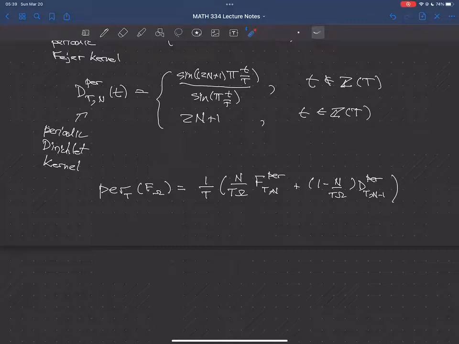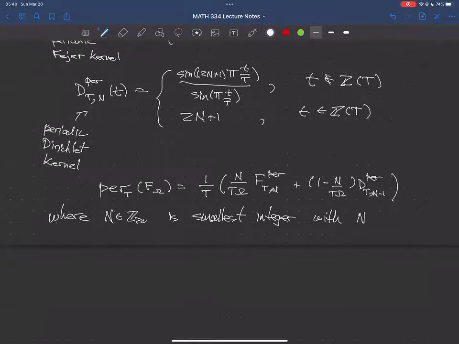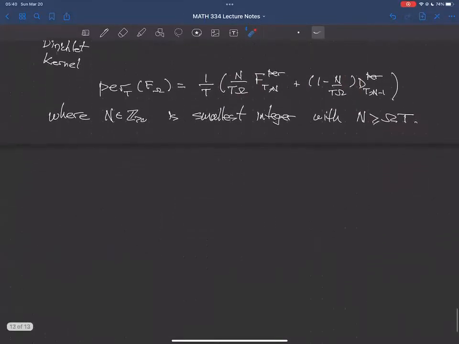Okay, but I need to tell you what n is here. So n is the smallest integer with n greater than or equal to omega T. And like I said, when n is equal to omega T, then the smallest integer greater than or equal to omega T will be exactly n. Then this goes to 1, and this goes to 0, and this goes to 1, and you get a much simpler formula. Okay.